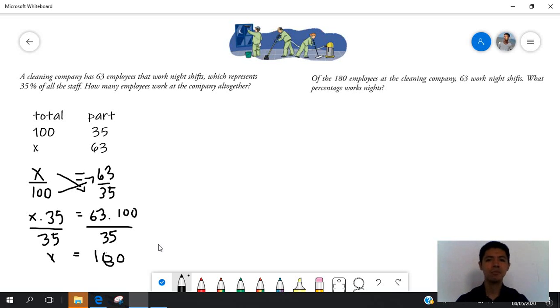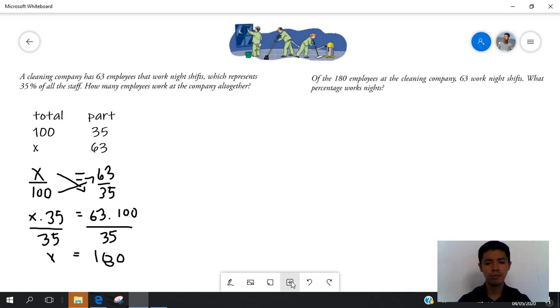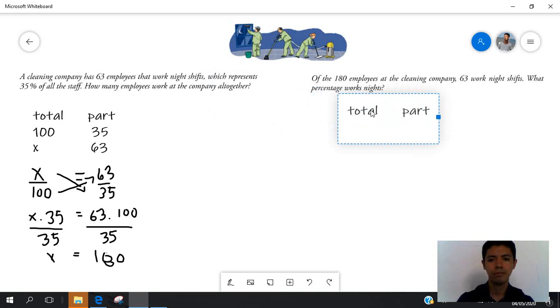Now let's see the second problem. It says that of the 180 employees at the cleaning company, 63 work night shifts. What percentage works nights? Well, again, we're going to build our table. And as you already know, this is going to have two parts, the total and the part of that total.